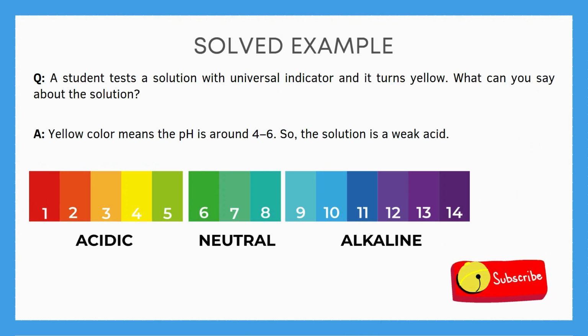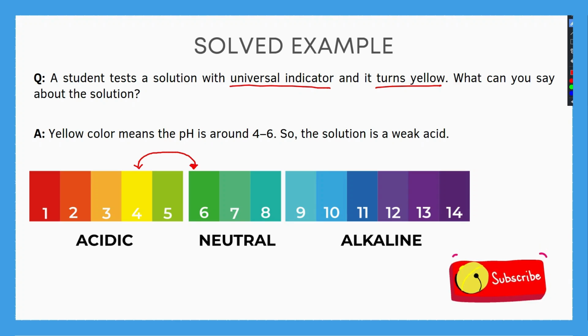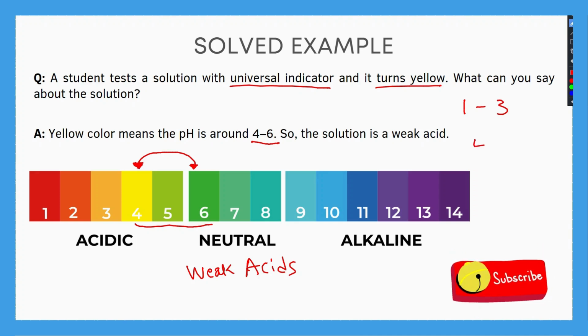So here is a solved example that we have for this lesson. A student tests a solution with a universal indicator and it turns yellow. What can you say about that solution? So on the pH scale, let's find out where the color yellow is. So the color yellow starts from around this point and it fades when you get to around this point where it turns to green. So that means if the color of a substance is yellow when you use a universal indicator, it means its pH value will be between 4 and 6. And when the pH value of a substance is between 4 and 6, that makes it a weak acid, because strong acids have their pH value between 1 and 3. So anything between 4 to 6 makes it a weak acid.